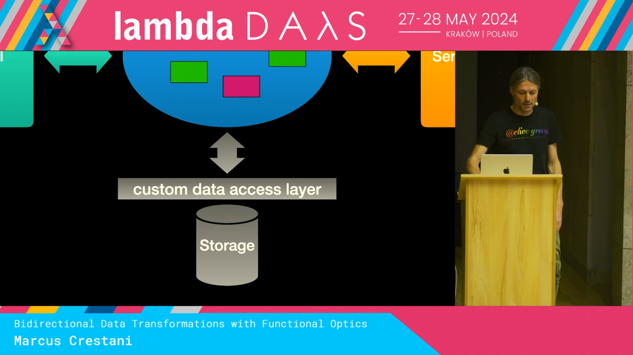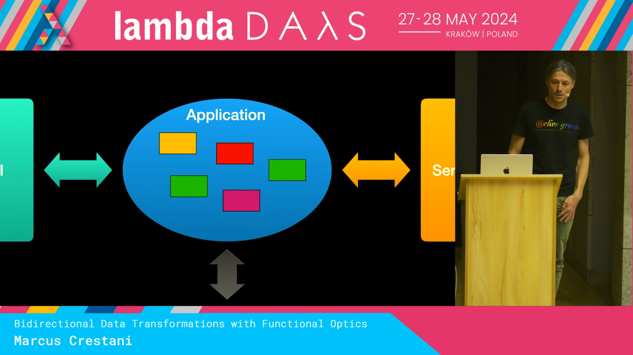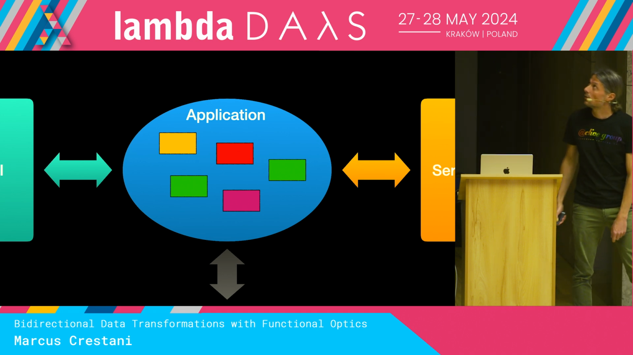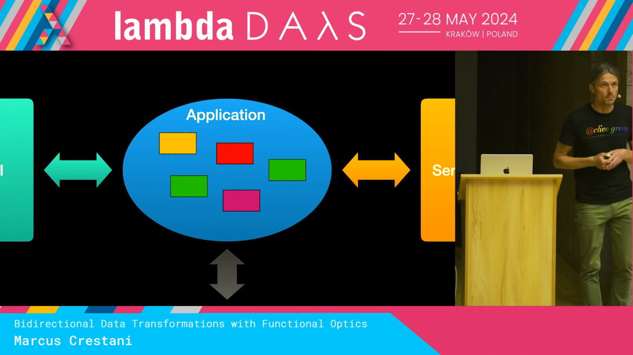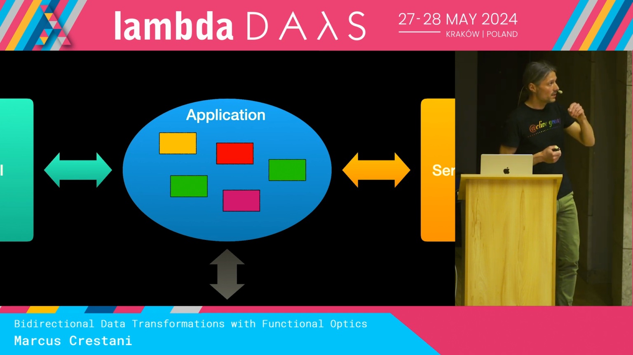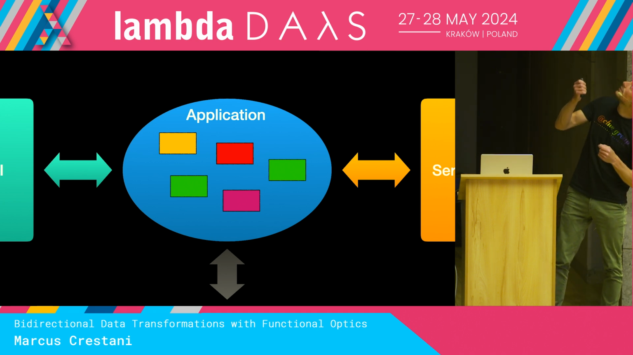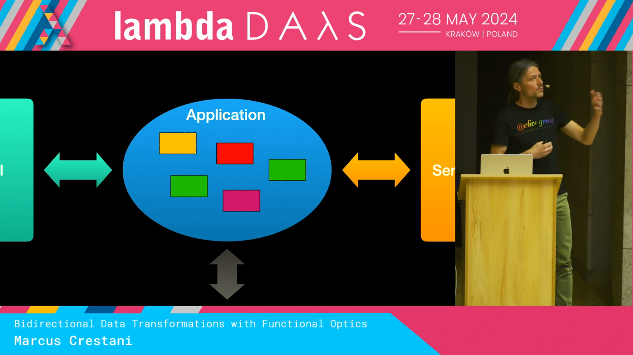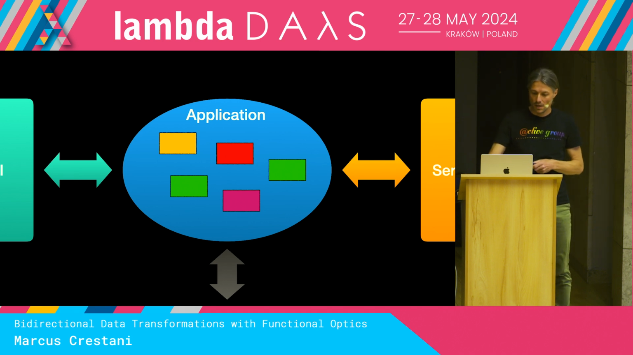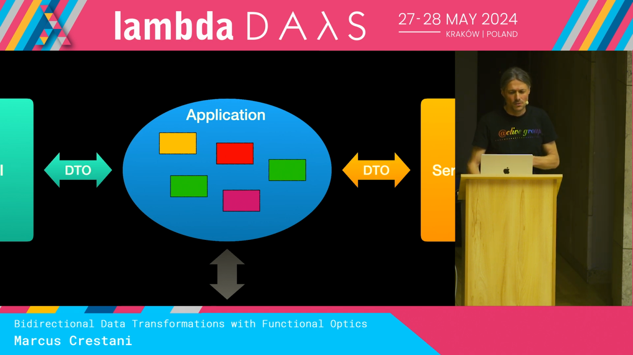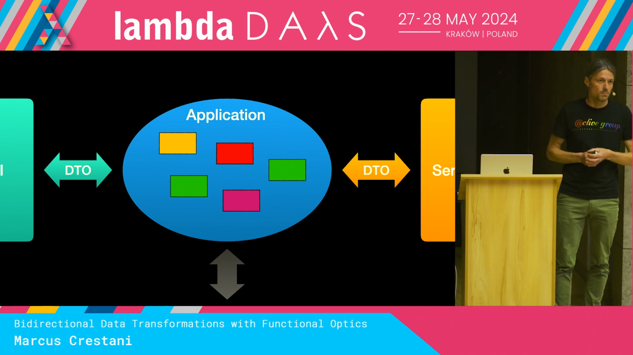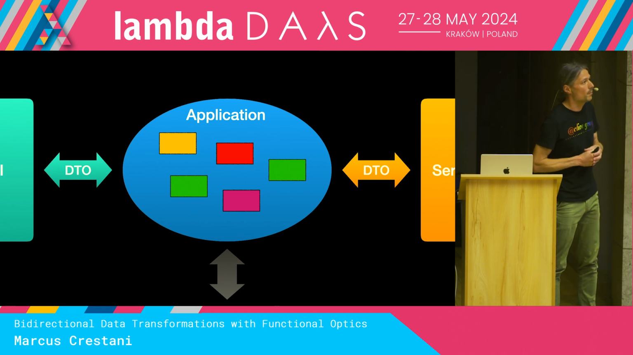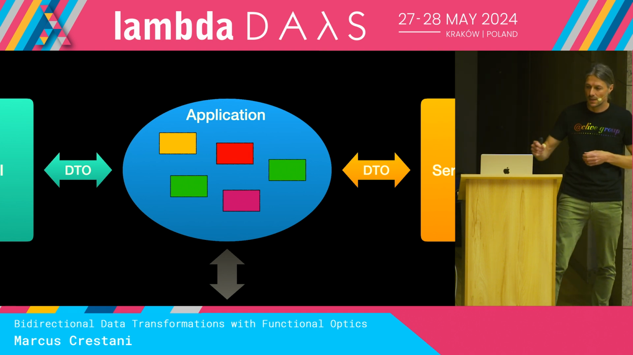Now let's look at the other arrows in our picture. The arrow on the left-hand side transforms and converts the domain objects to and from the user interface, and the arrow on the right-hand side transforms and converts the data, the domain objects, to another service. So again, in your typical object-oriented programming language or framework, your answer might be to use data transfer objects, or DTOs, to achieve the task.